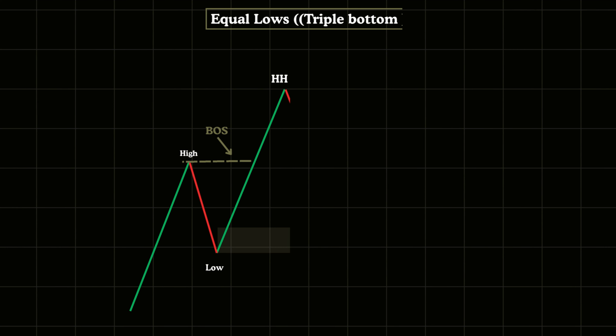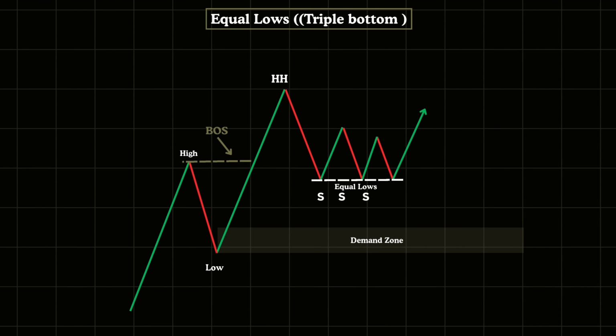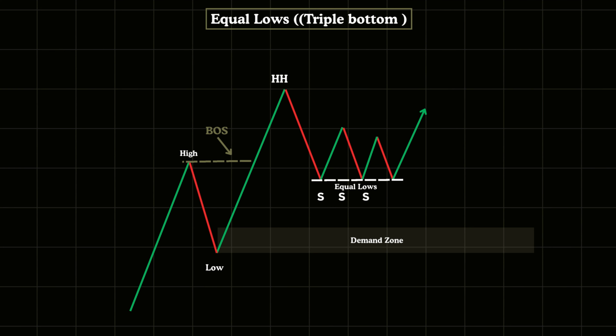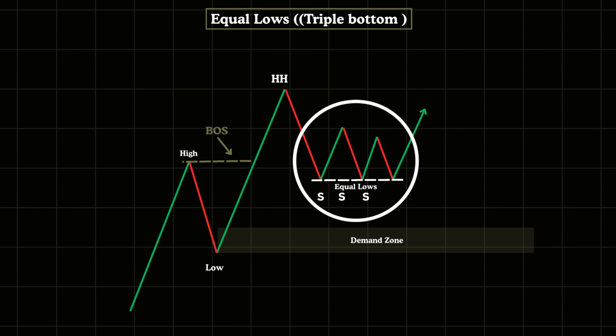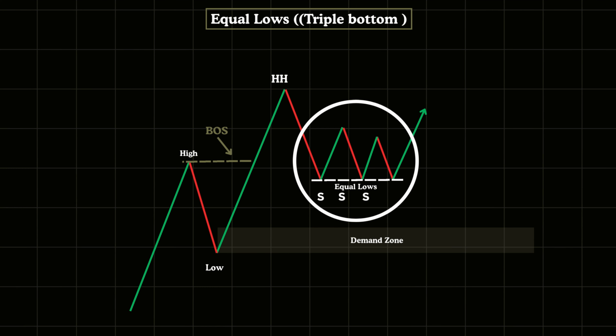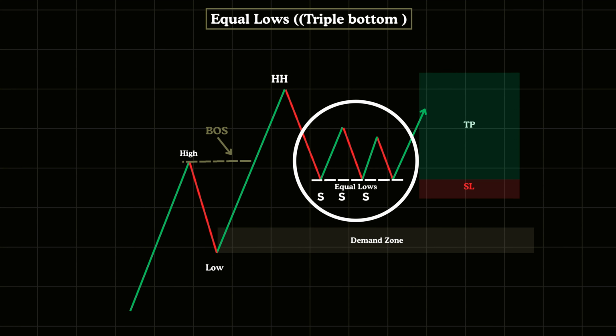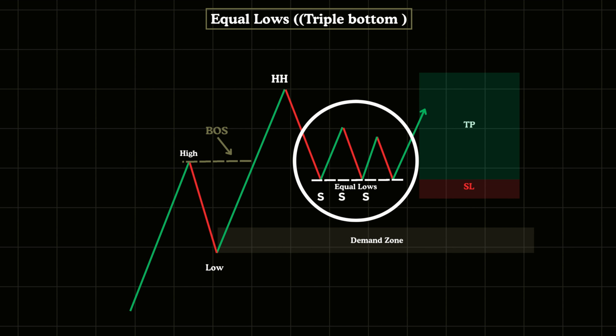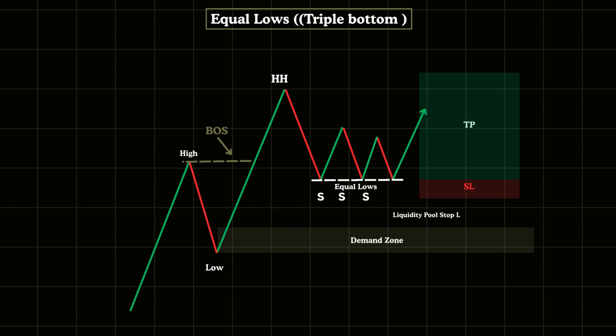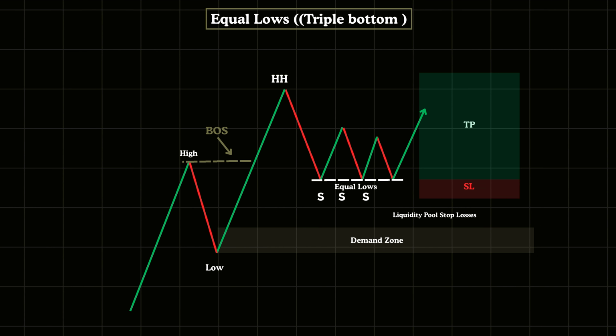Now, let's talk about the triple bottom pattern. The principles we discussed for double bottoms also apply here. The only difference is that the price creates 3 equal lows instead of 2. When retail traders identify this formation, they typically go long and place their stop losses just below the equal lows. This creates a heavy liquidity pool sitting beneath those lows, waiting to be swept.